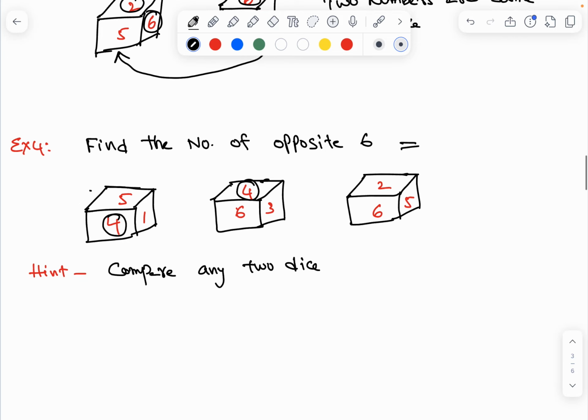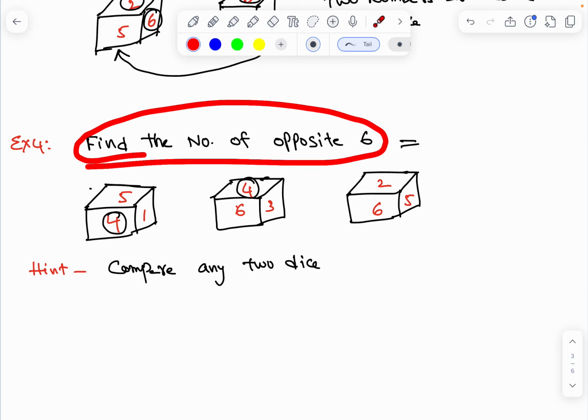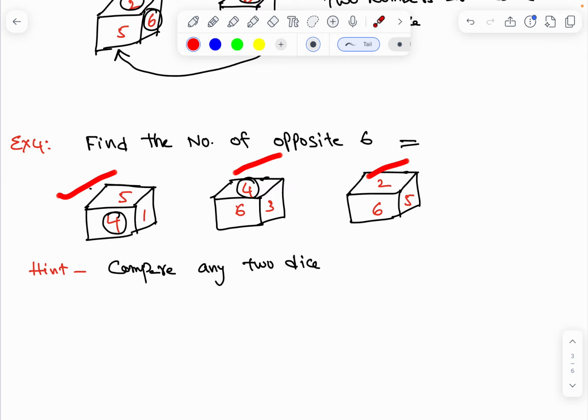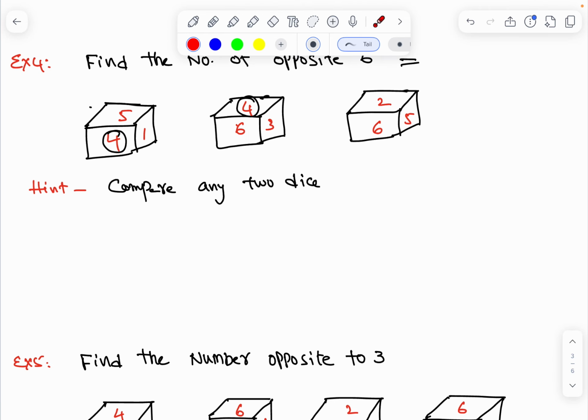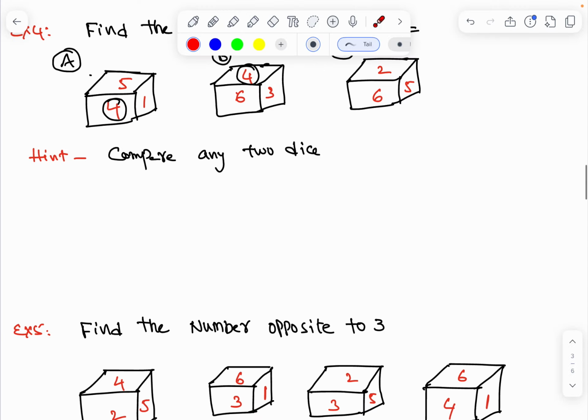Okay. Next. Find the number opposite to 6. But here 3 dice are given. You can take any 2 dice, your wish. First of all, I am taking this as dice A, this as dice B, this as dice C. I am taking A and B. 4 is common in the A, B dice. Then you can write in this way.